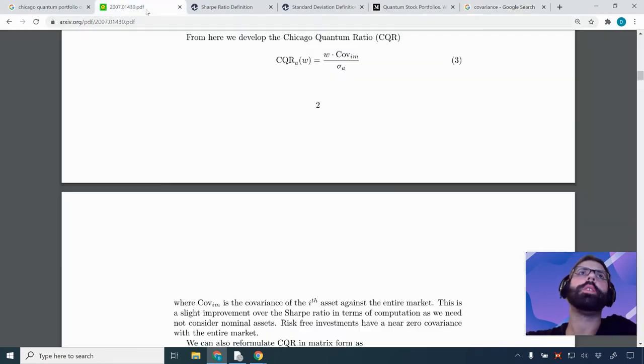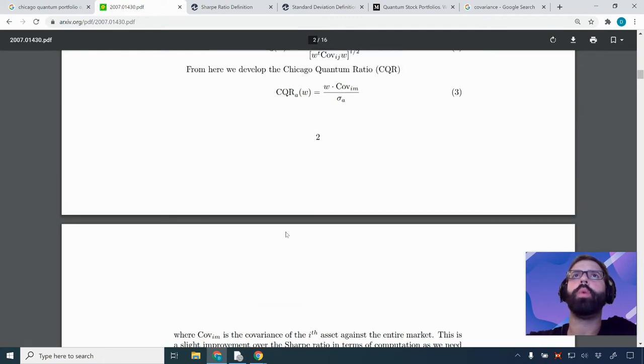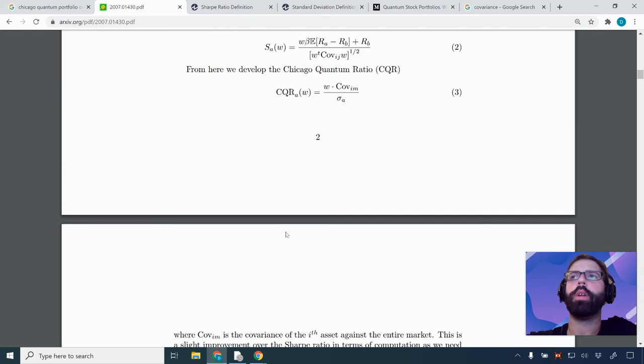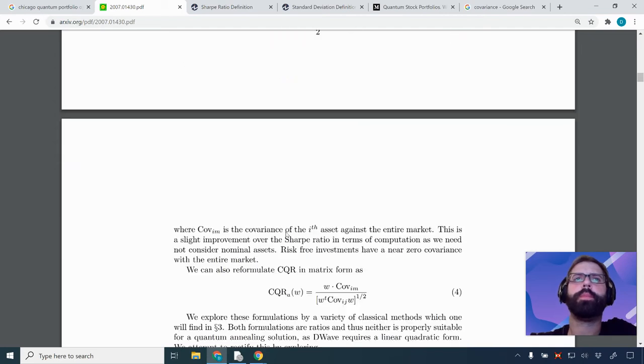So what they're saying is that risk-free portfolios have a low covariance with the market, because this means they're totally not related to the market, because they are risk-free. Okay, yeah, you could say so. Near zero covariance.